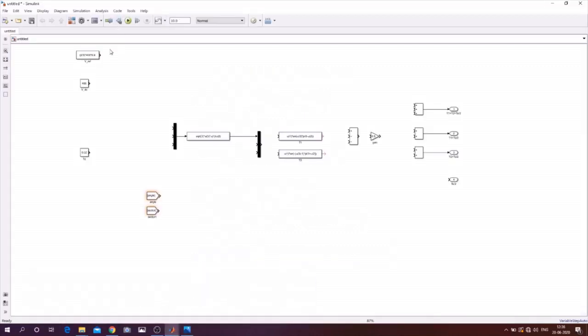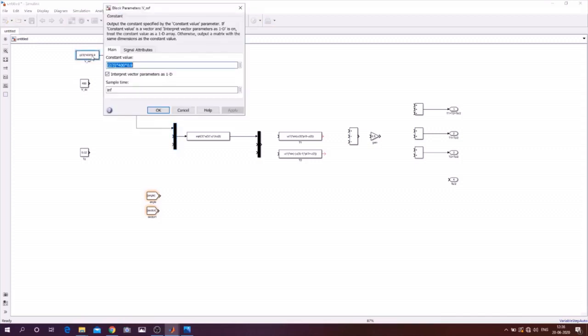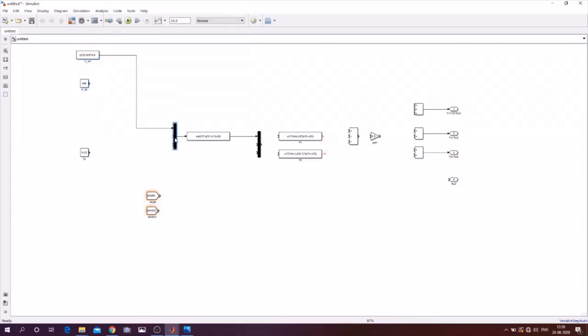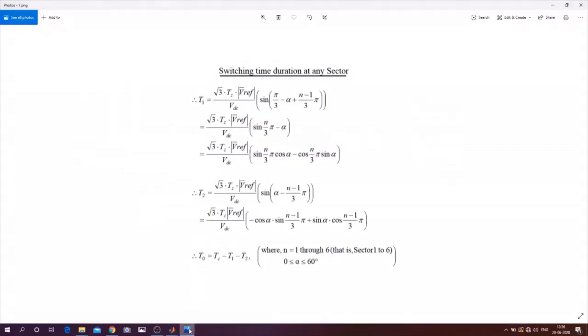So you see, this is V reference. V reference is 2 by 3 into VDC into MA, that is the modulation index. I have taken a modulation index of 0.9. Then VDC is 400. Then Tz: our frequency is 50 Hertz, and I have taken Tz as 1 cycle, that is 20 milliseconds. Then this one is nothing but this part, root 3 Tz V reference by VDC.